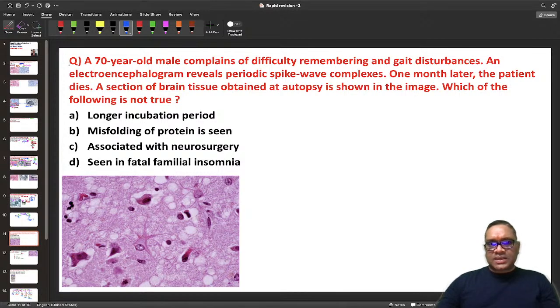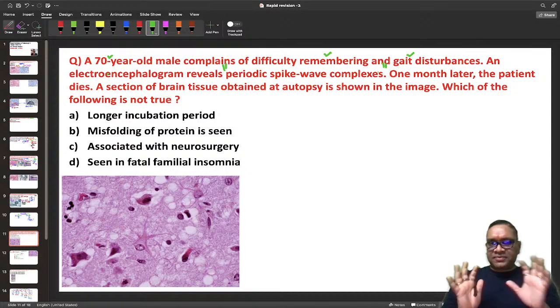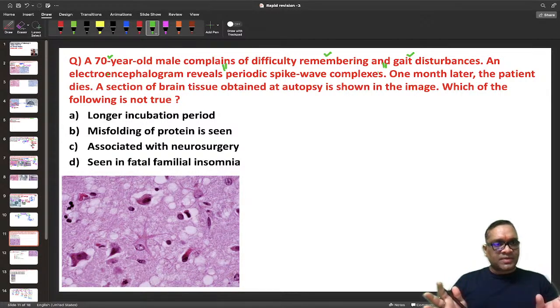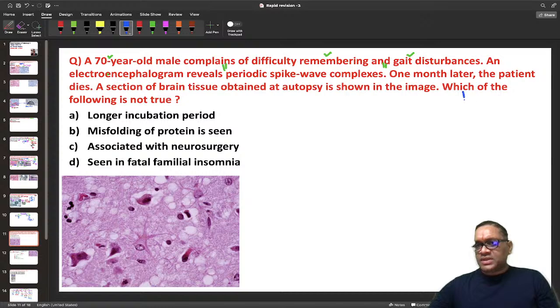By seeing this histopathological examination and the history, a 70-year-old male with difficulty in remembering and gait disturbances, and EEG showing periodic spike wave complexes, this kind of history means brain involvement. What will be your diagnosis in this case? In this case, our diagnosis is Prion disease.